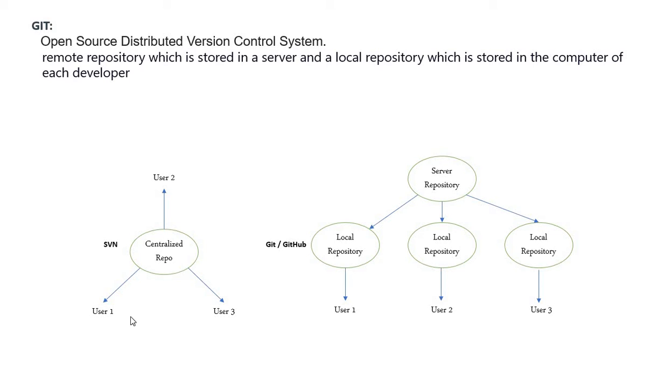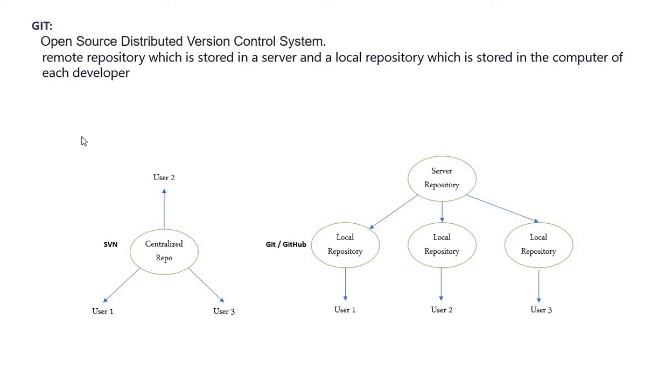The other one is, let's say user 1 finished and he checks in. Now when user 3 wants to check in, there will be a conflict, and for user 2 also it's an issue. So there are a lot of issues in terms of conflicts. These are some of the drawbacks of having SVN.